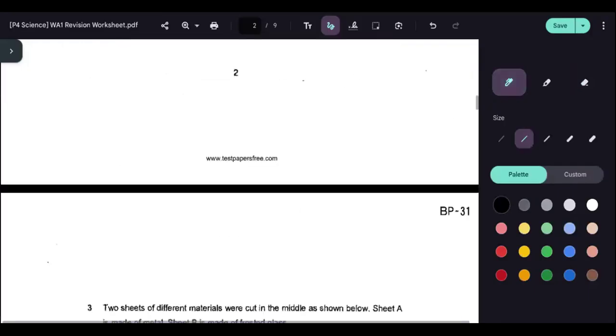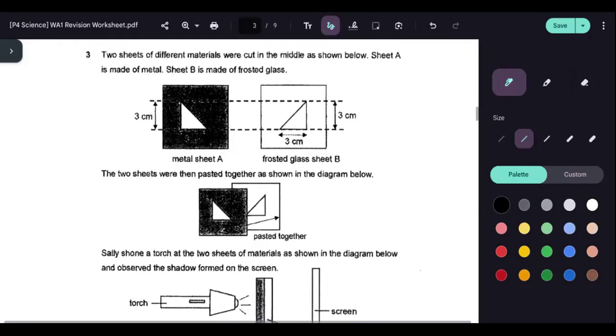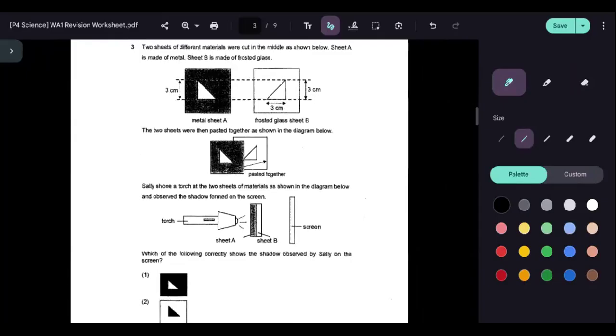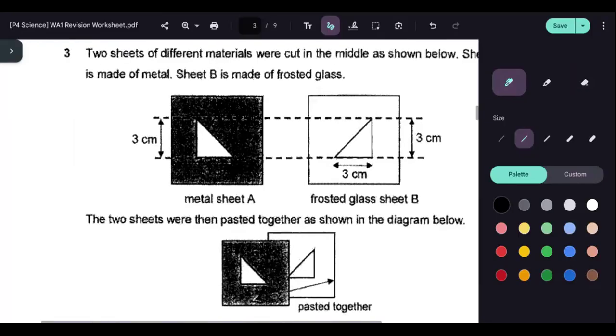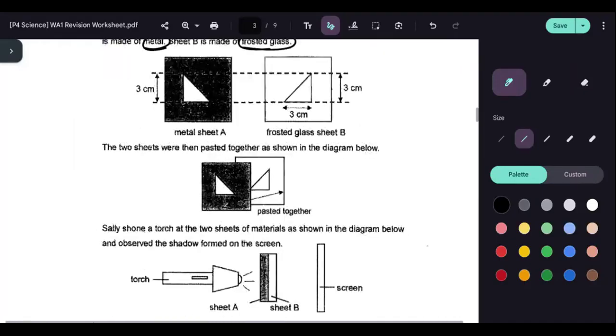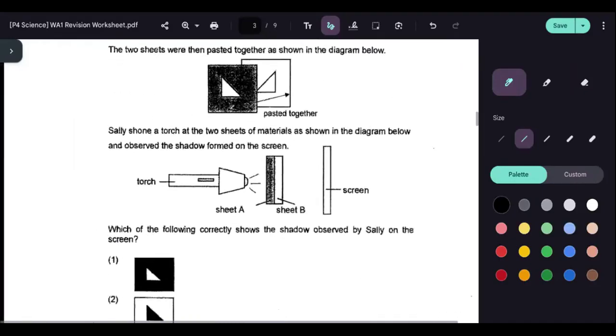Okay, let's go on to the next one, which is number 3. Wow, okay, this question is very long. Sorry, I'm going to zoom out a bit. It says here 2 sheets of different materials were cut in the middle as shown below. Sheet A is made of metal. Circle the word metal. Sheet B is made of frosted glass. Circle frosted glass. Okay, and the 2 sheets were then pasted together as shown in the diagram below.